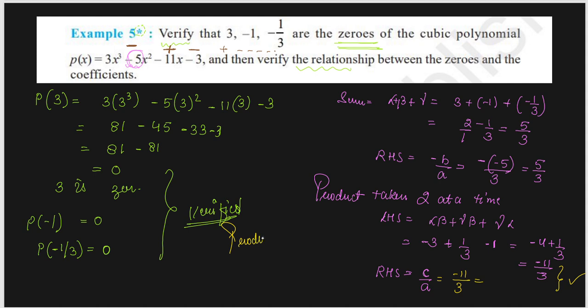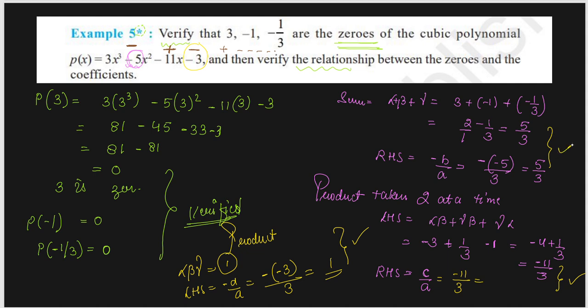Lastly, we are going to get the product of roots. The left hand side is alpha, beta, gamma. What is alpha, beta, gamma? 3 into minus 1 into minus 1 by 3, which is equal to 1. The right hand side will be negative d over a. Negative is already out, and d is also negative. Don't mess up with the sign. Negative 3 over 3, which is your 1. Hence, equal. So, all these are equal. Thereby, you are going to say, hence, it is verified.